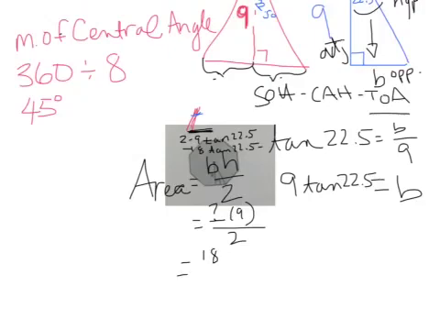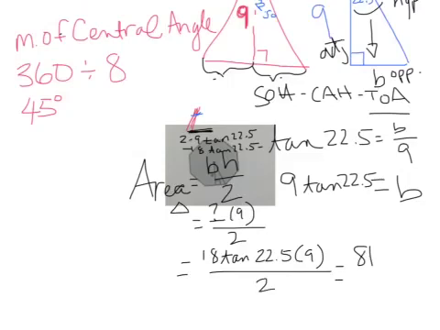So 18 tangent of 22.5 times 9, so this is the area of the triangle, all over 2. It's going to end up being 81 tangent of 22.5. So that's the area of the triangle.